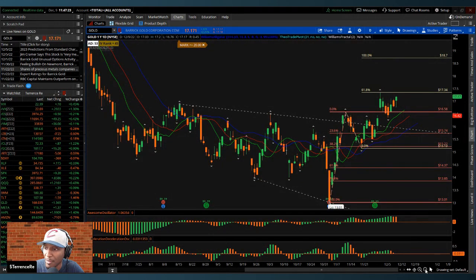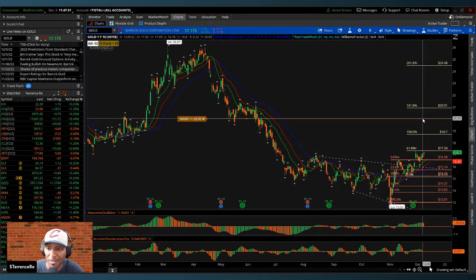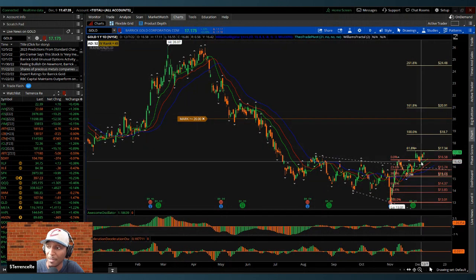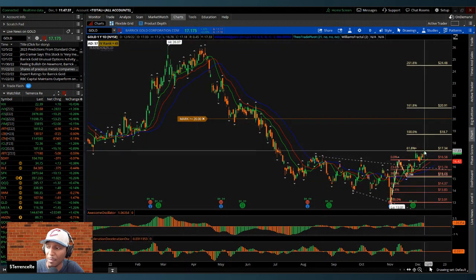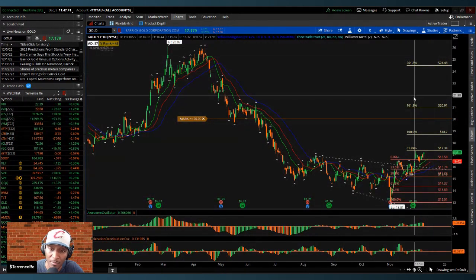So I'm in this. I'll hold it to somewhere up in this area, or I'll take off half of my position right here, and then maybe bring my stop up to here or somewhere right around. I may bring my stop up into this area and then hold the rest and see what happens.